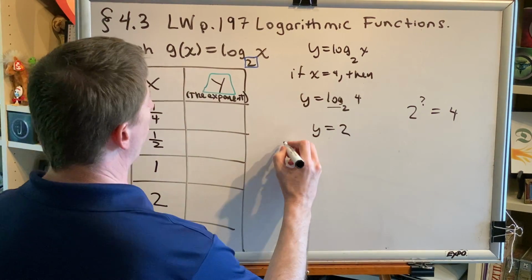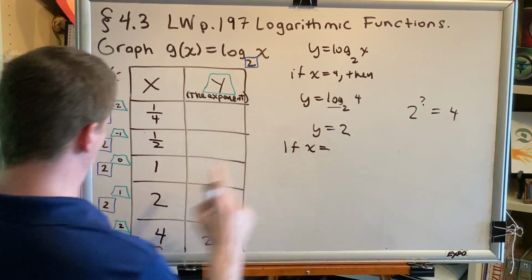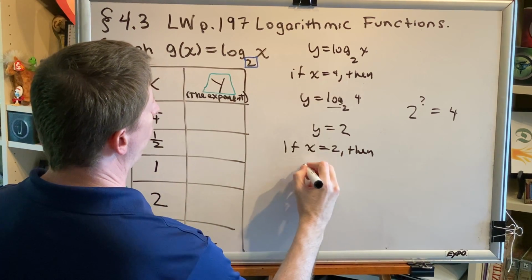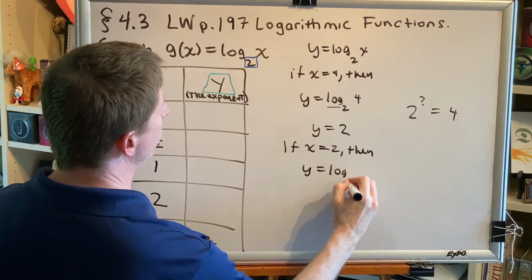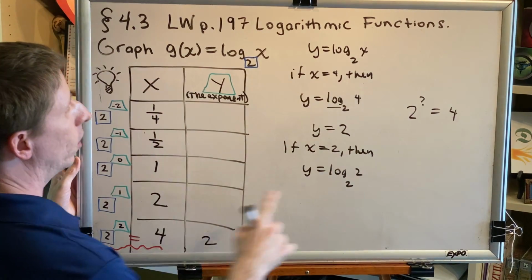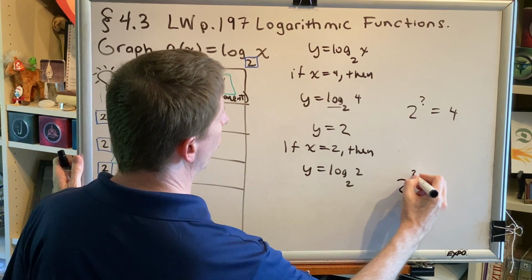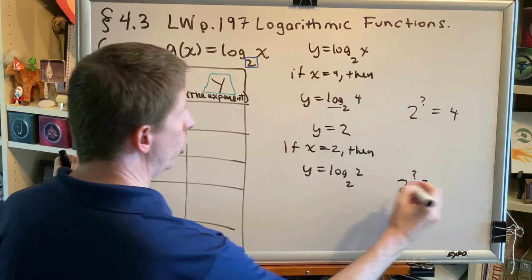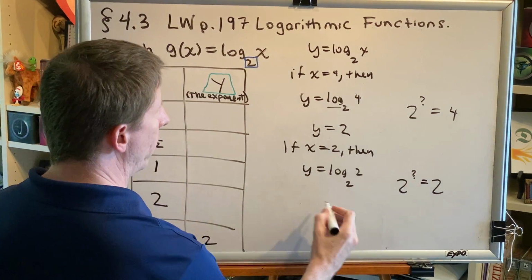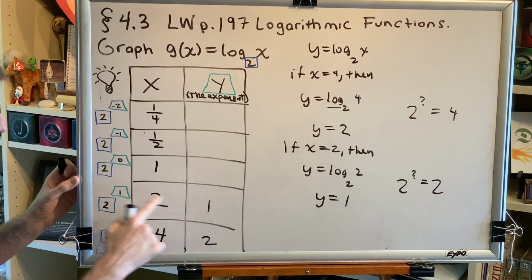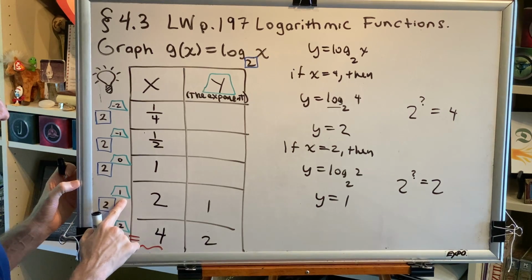Let's look at another example. If x equals 2, then y equals log base 2 of 2. Log is EGOB. So what is the exponent that goes on base 2 to make 2? The answer is 1. The missing exponent is 1. So I put a 1 here. Notice that that matches the exponent that I have.